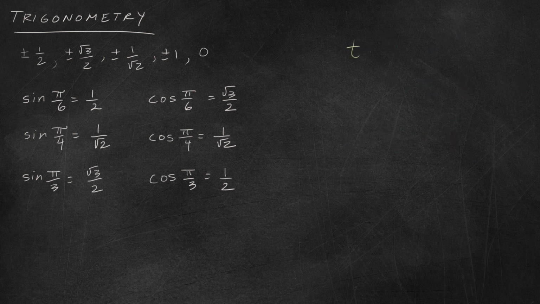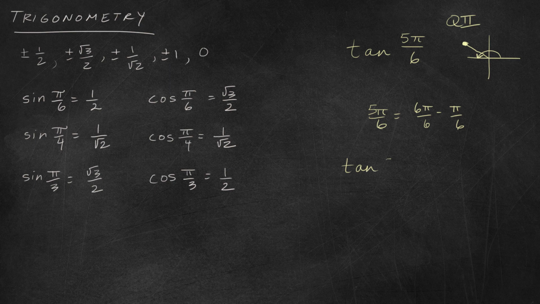Now what about tangent? Say we had tangent of 5 pi over 6. Okay, well, I'm thinking, which quadrant is that in? 5 pi over 6 is 6 pi over 6 minus pi over 6. Okay, so 6 pi over 6 is right here, and then I back up pi over 6 right here. So I am in quadrant 2. Quadrant 2, and the tangent in quadrant 2 is negative. Okay, so tangent of 5 pi over 6 is negative. I'm going to use my trick again.